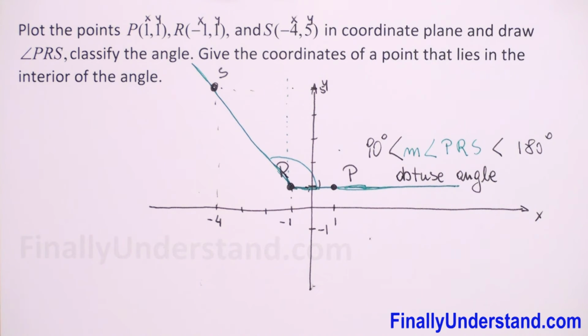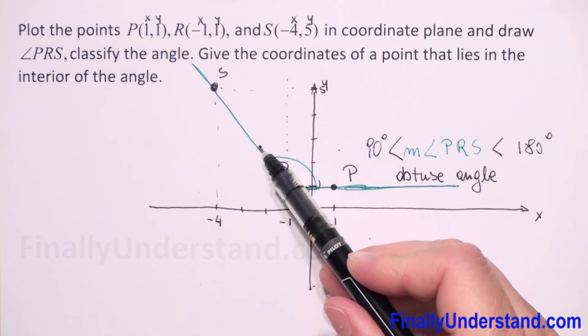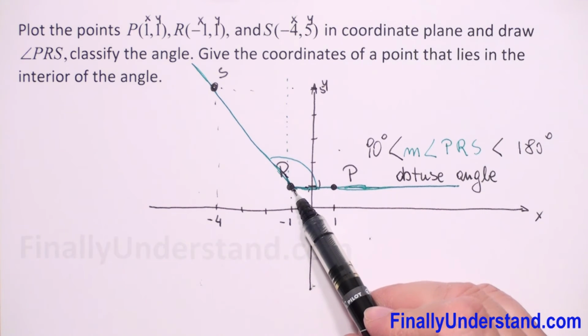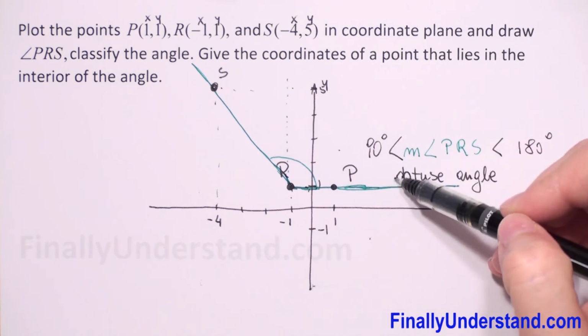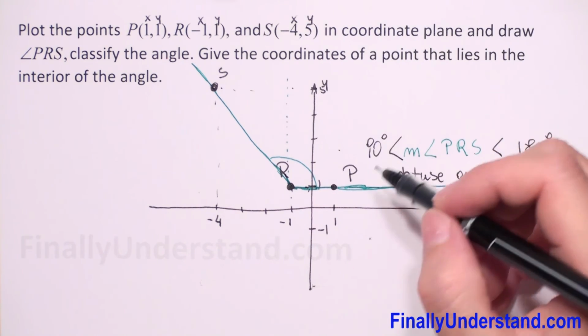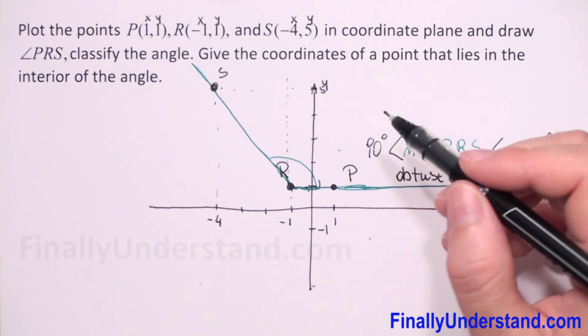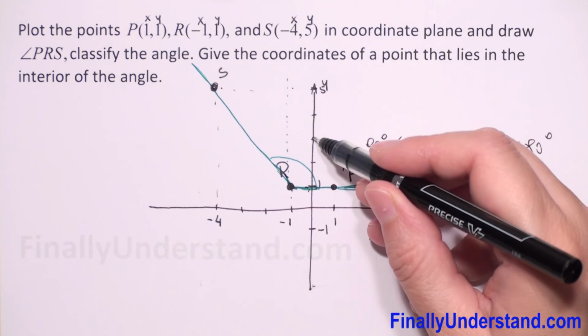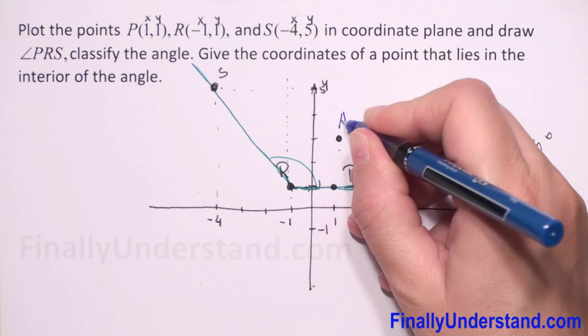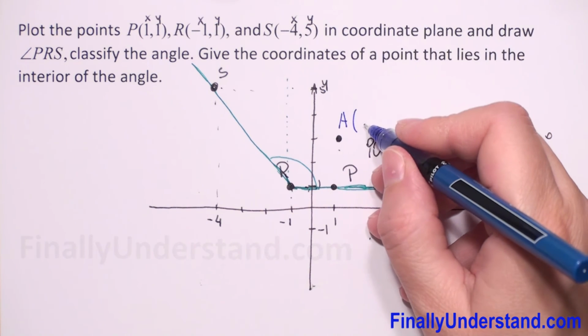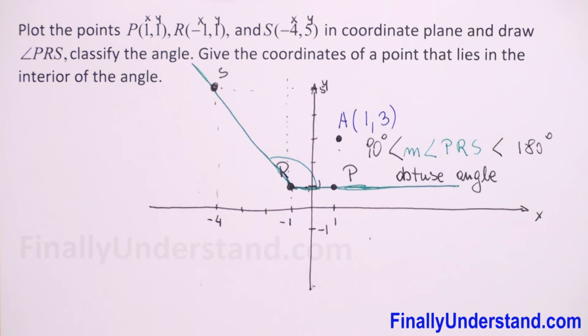We have to find the point that lies in the interior of our angle. The interior of our angle is between rays RP and RS. Any point which you choose from this part of our plane is interior. So let's choose, for example, for x 1 and for y 3. This is our point A, which has coordinates (1, 3), and this point lies in the interior of our angle, between sides RP and RS. This is my solution.